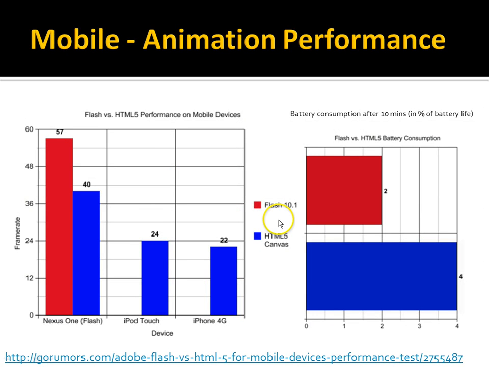Now, the other stuff that I'm interested in is the performance of animation on the devices. And if we take a look at the frame rate of animations, you'll actually see that Flash, this is 10.1, was faster than HTML Canvas in all tests. Also, it used half the battery life after 10 minutes doing the animation than HTML5 Canvas did. Now, this can be somewhat attributed to the fact that HTML5 Canvas animations are very early on in their life cycle, and maybe in years to come things will improve greatly.